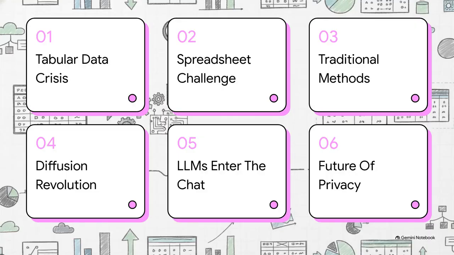So here is our roadmap for today. We'll start with the tabular data crisis, then look at the fake spreadsheet challenge, explore traditional generation methods, dive into the diffusion revolution, see what happens when LLMs enter the chat, and finally wrap up with the future of privacy.